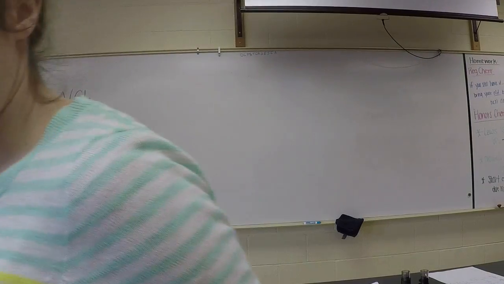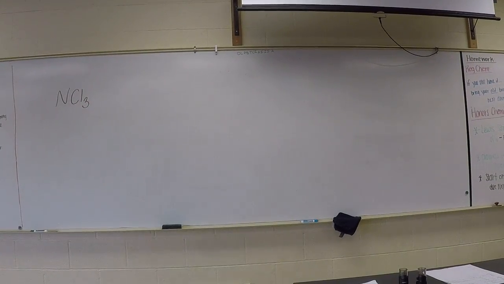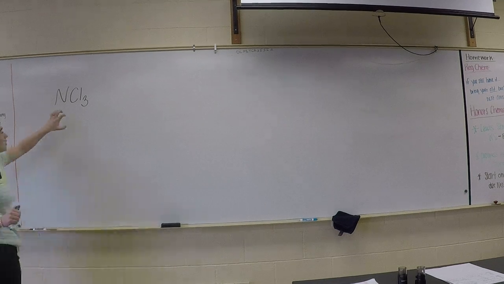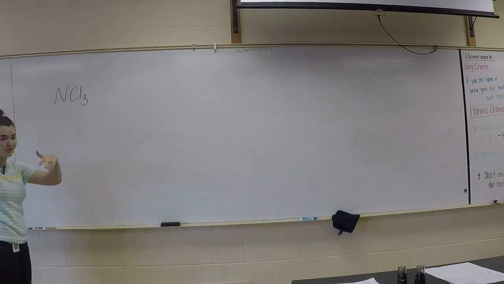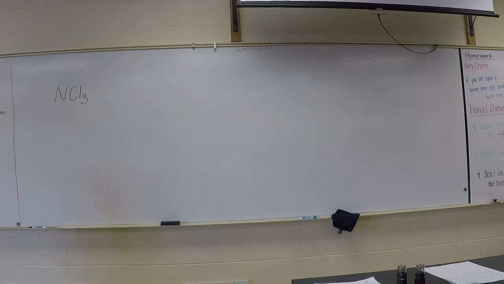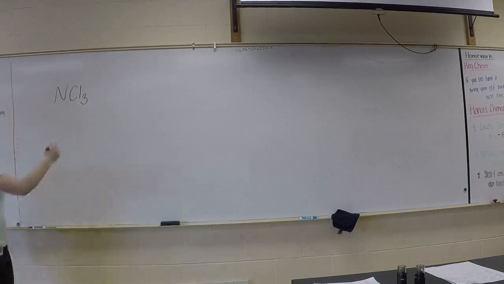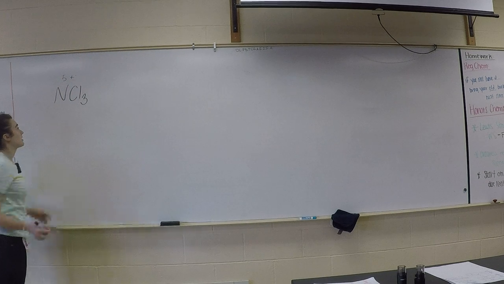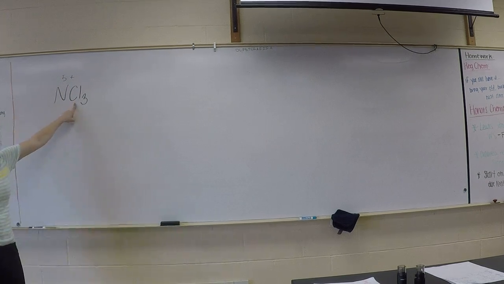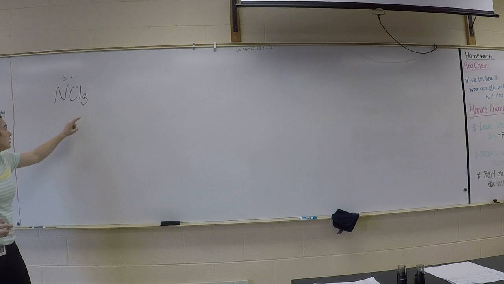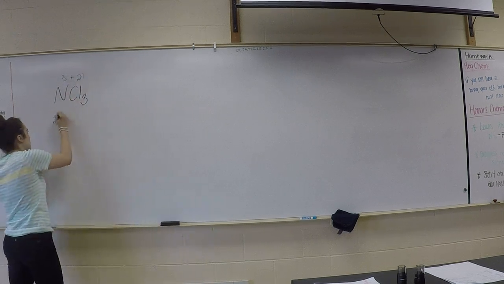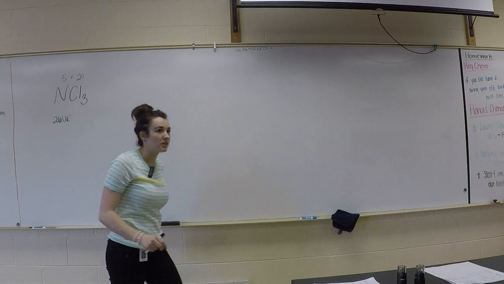NCl3. On the back of your packet, because this isn't an actual practice problem that I typed in, it's just one from the mind and the internet. Okay, so NCl3. First step is we have to know how many valence electrons we're dealing with. So nitrogen has how many? 5, because it's in group 15. Plus, each chlorine is 7, times 3 is 21, so a total of 26 valence electrons.